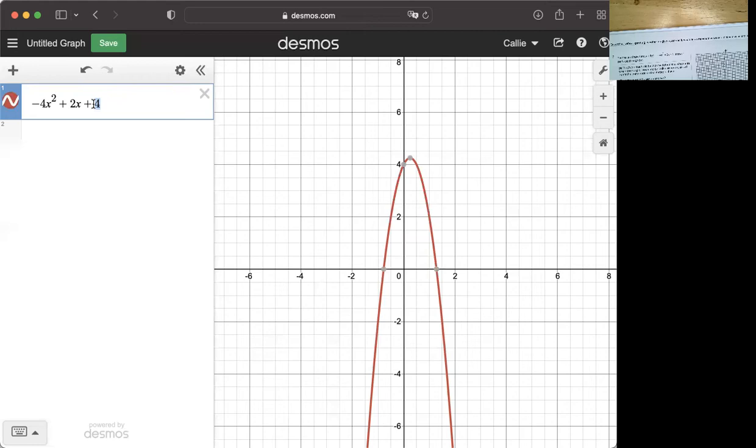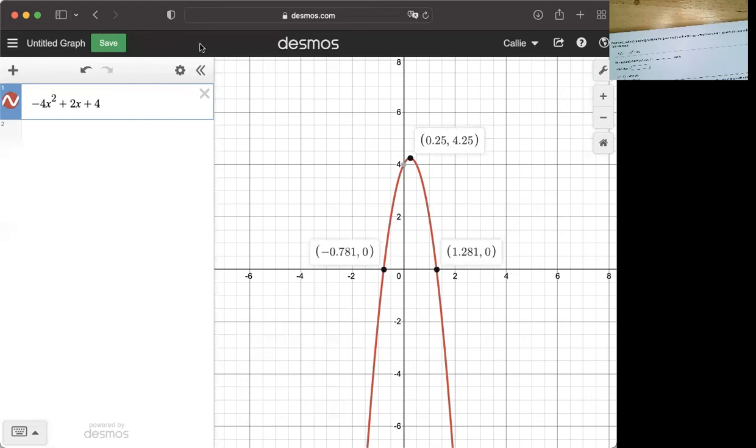The domain is all real numbers. The range is negative infinity to 4.25. The function is increasing from negative infinity to 0.25, and it is decreasing from 0.25 to positive infinity. I don't think they asked where this was positive and negative, but if they asked, I would say it is positive from negative 0.781 to 1.281.